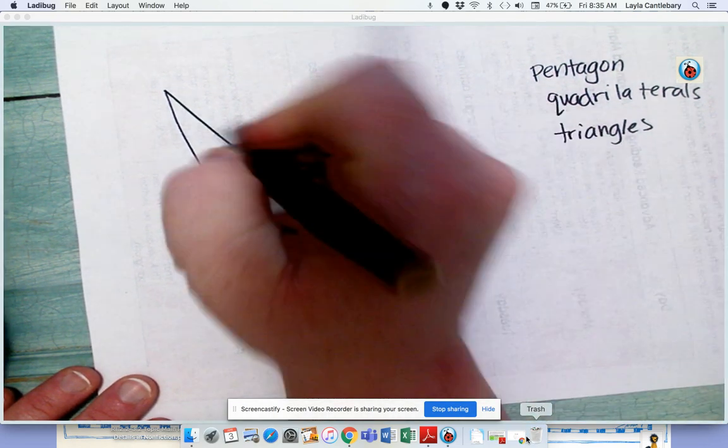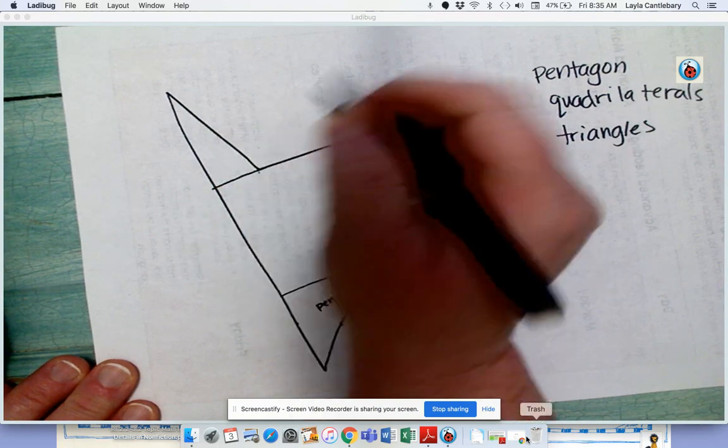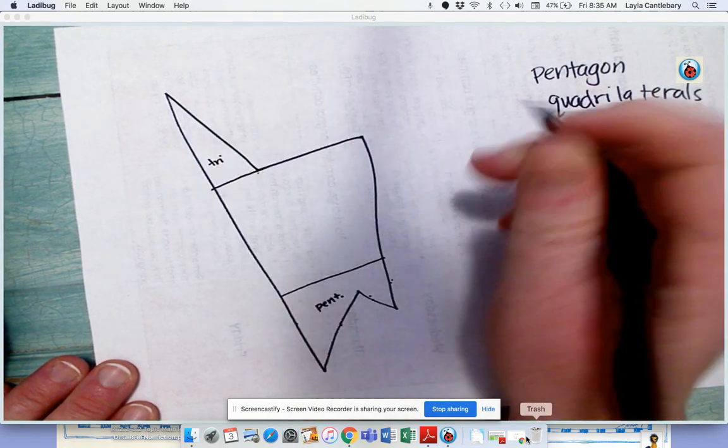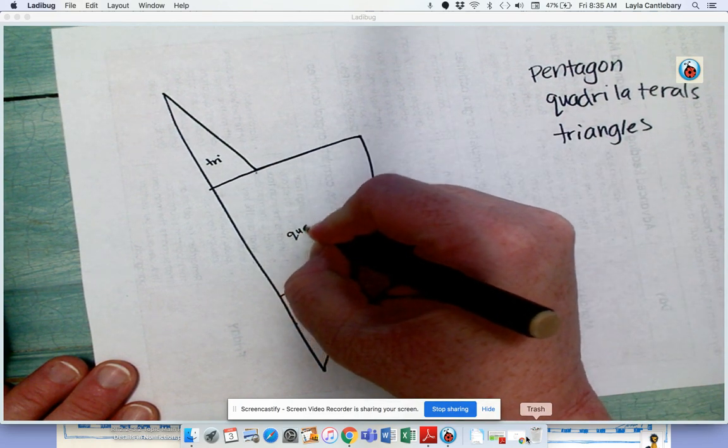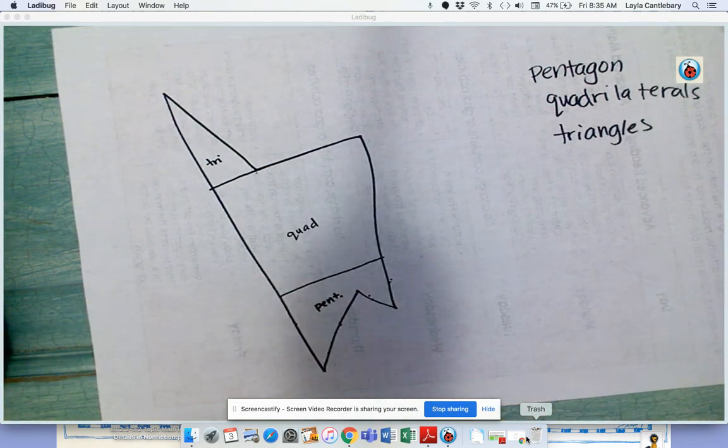And now I need a triangle. Well, that was easy. Boom. There's my triangle. And look, 1, 2, 3, 4. Hey, there's my quadrilateral. Now I could also make these into smaller shapes if I wanted to.